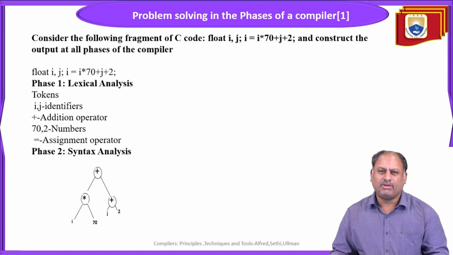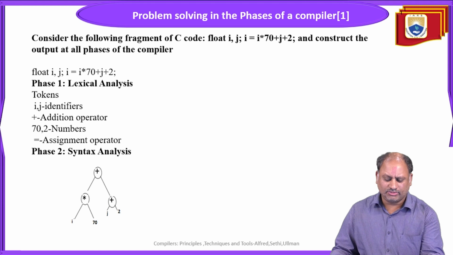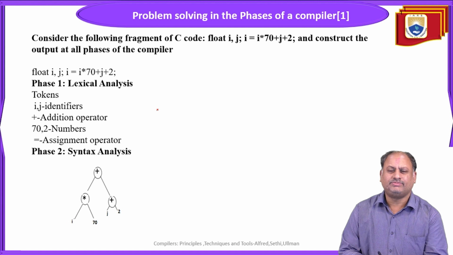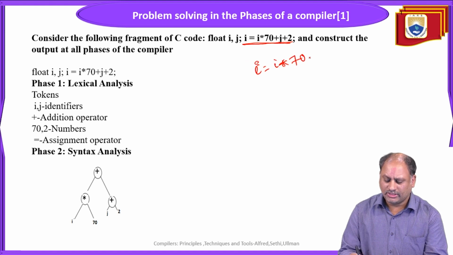Now, the second problem, which we consider the most important one in this phase of the compilation process, is: what are the steps and the output of each of the phases? For example, consider the statement i = i * 70 + j + 2, where i and j are floating point numbers. This is a programmatic statement, an assignment statement.